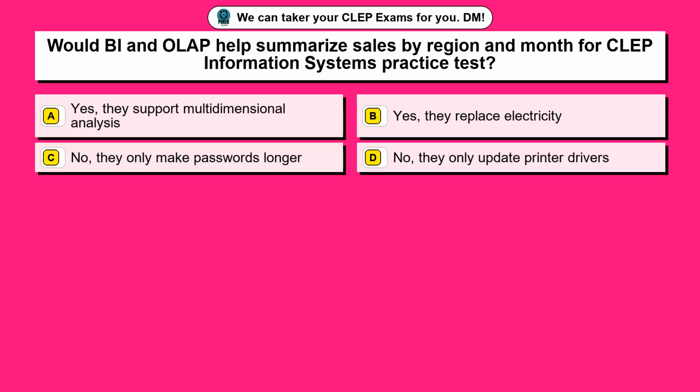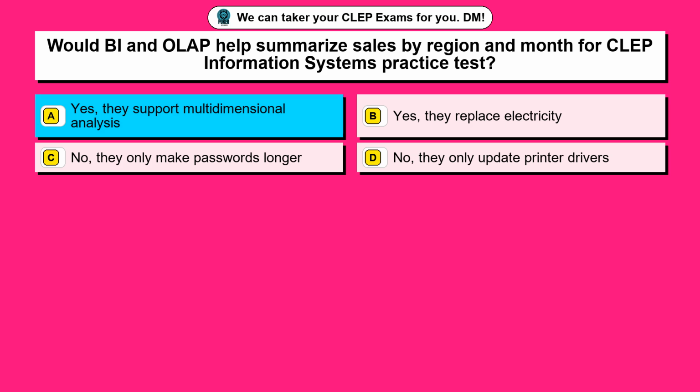Question 9. Would BI and OLAP help summarize sales by region and month for CLEP Information Systems practice test? Option A. Yes, they support multidimensional analysis. Option B. Yes, they replace electricity. Option C. No, they only make passwords longer. Option D. No, they only update printer drivers. The correct answer is option A.